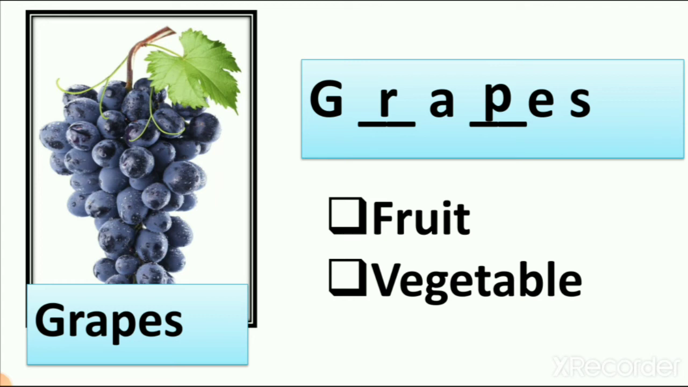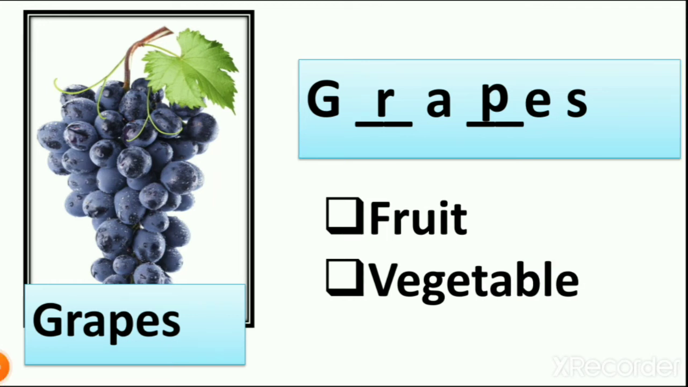Now, is that a fruit or a vegetable? We use it as a fruit or as a vegetable. As we learn in lesson number 4, grapes are a fruit of the plant. So we circle fruit. The spelling is grapes, and it is a fruit of the plant. So we circle fruit here.